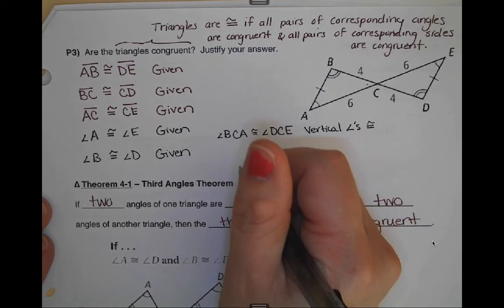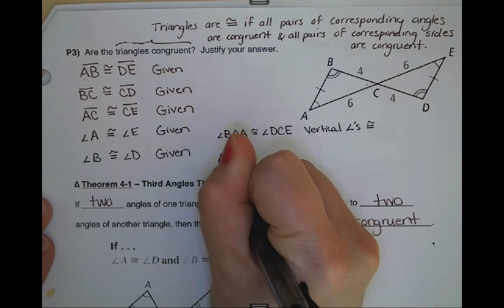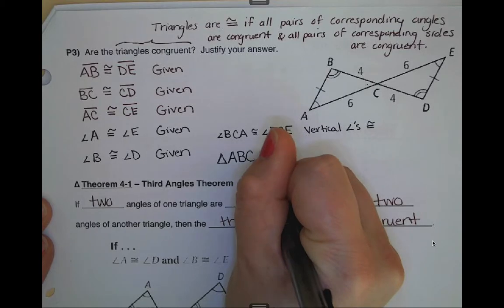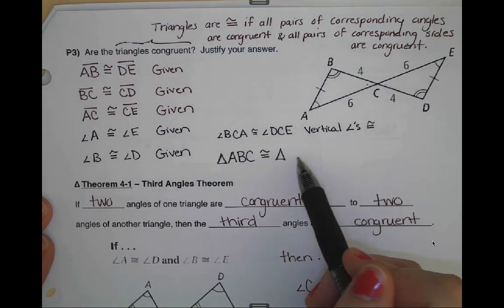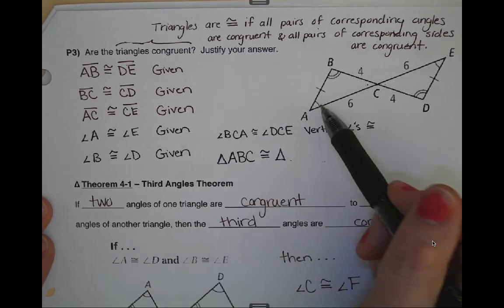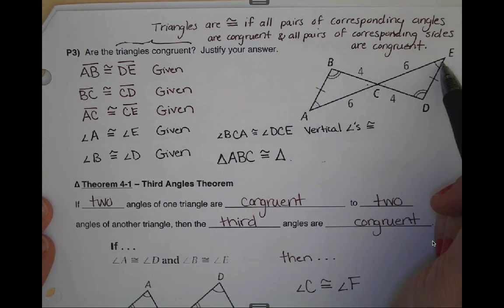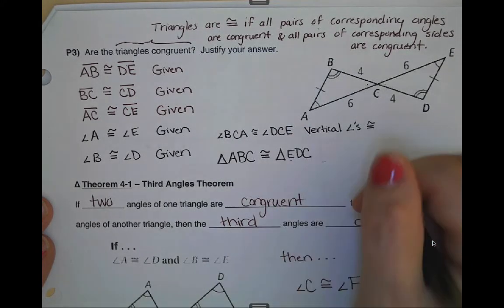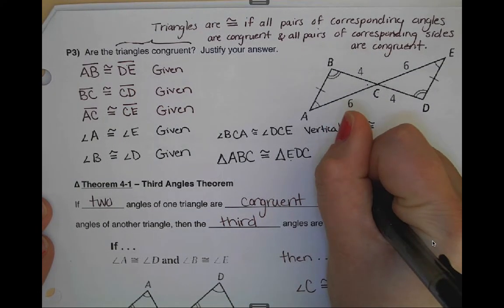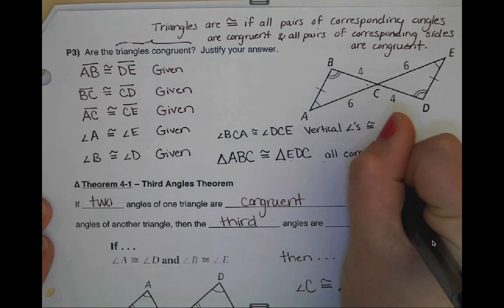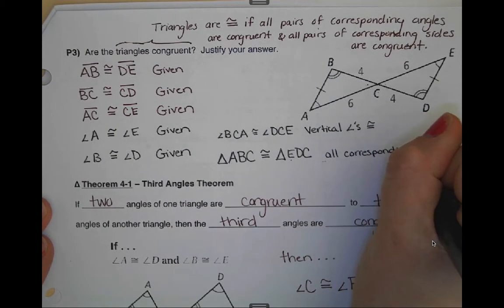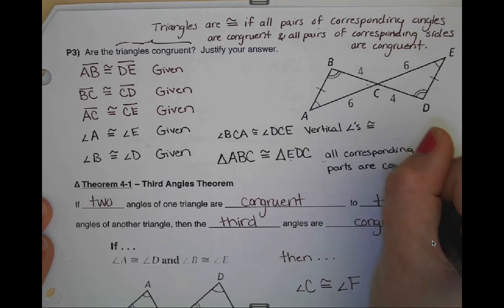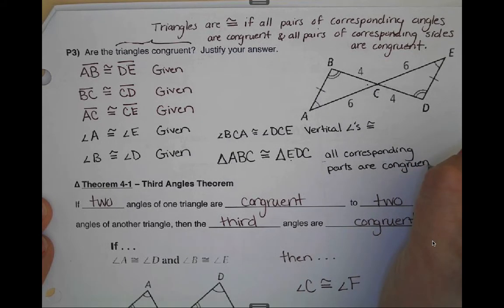Overall, my answer is to justify that triangle ABC, now if I name the first triangle, triangle ABC, I have to be careful of how I name the second triangle because their vertices should show corresponding vertices. So I went ABC, so I need to go EDC, right? And the reason is that all corresponding parts are congruent. You could also say definition of congruent triangles.